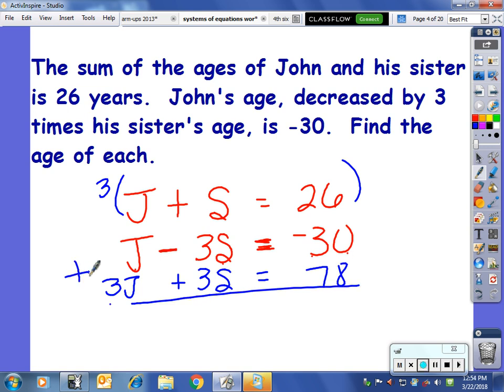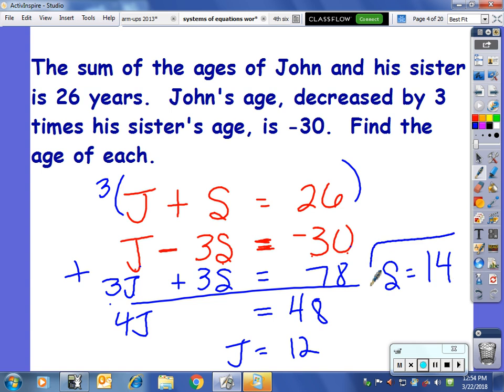Okay, add them up. Now please be careful when you add them up. What is J plus 3J? Some kids are putting 2J there. It's 4J. The S's cancel. And negative 30 plus positive 78 is 48. How old is John? 12. And how old would his sister be then? 14. 26 minus 12 is 14. So sister is 14, John is 12.